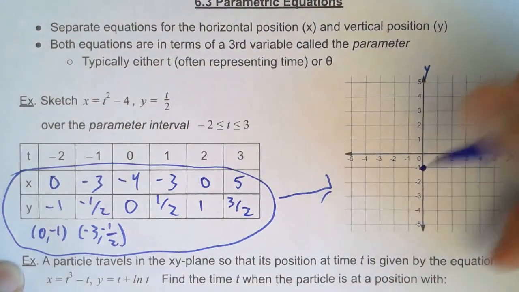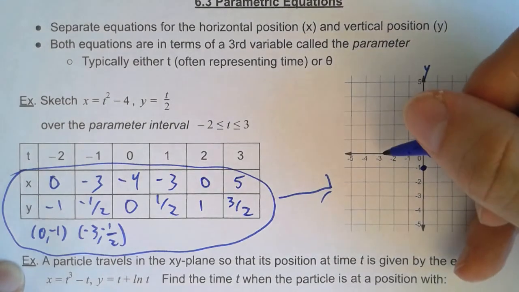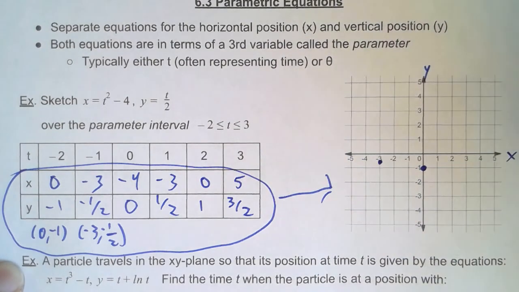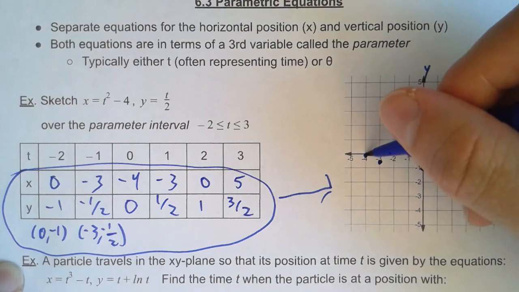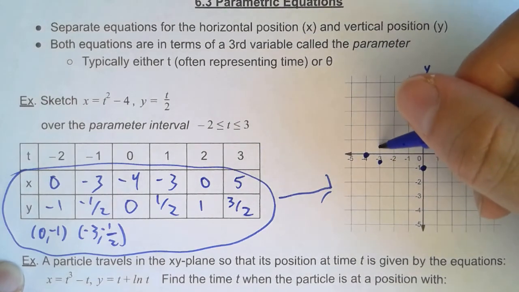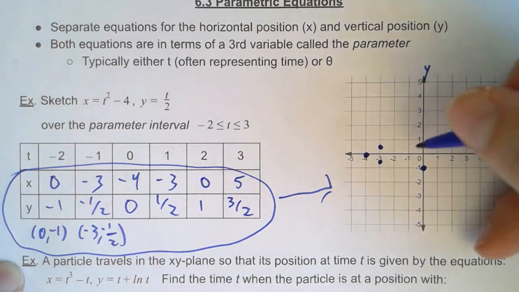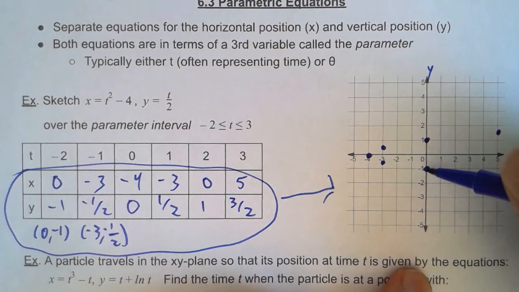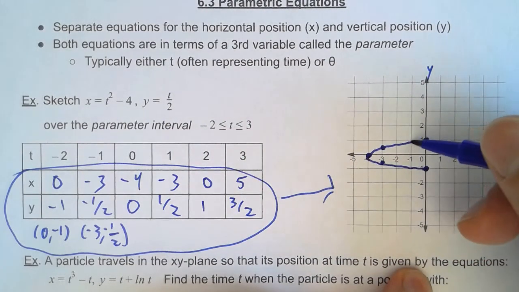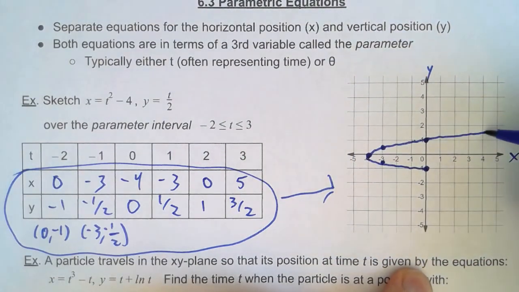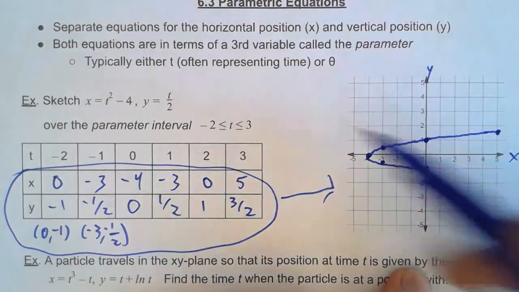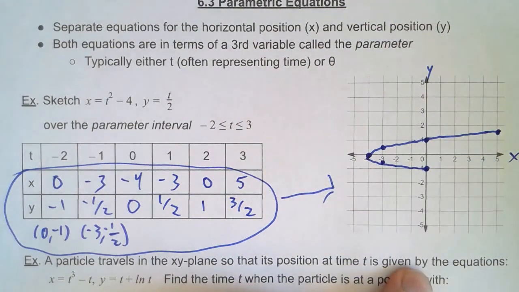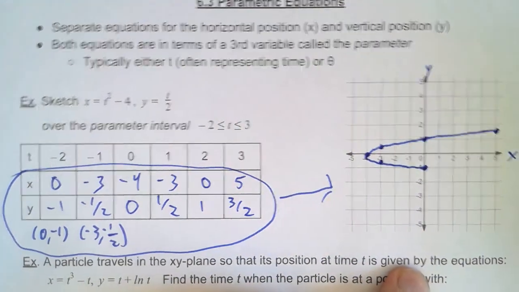So 0, -1 is down there. -3, -1/2, something like that. -4, 0. -3, 1/2. 0, 1. And then 5, 3/2. And so we've got this curve here. I'm not going to draw arrows at the end because I have a particular parameter interval. This just starts and stops right there.